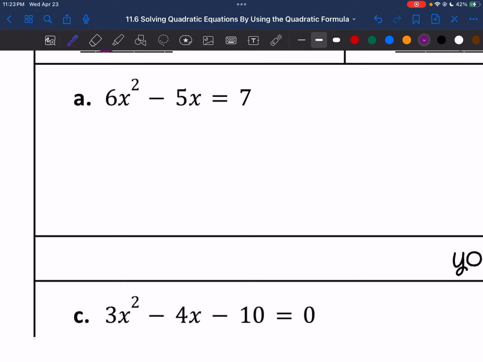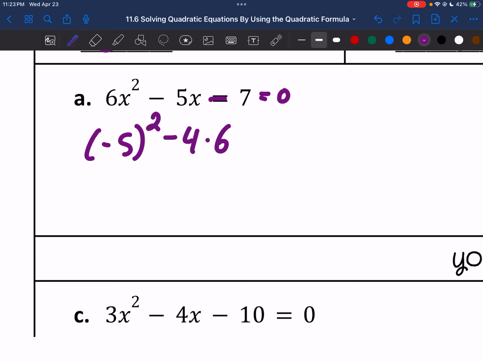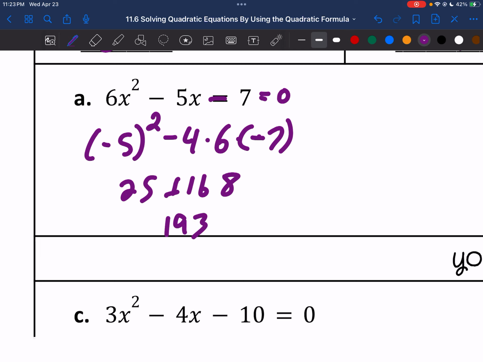So let's look at letter A. We're going to rewrite that. That's going to be minus 7 equals 0, right? Once we subtract 7 from both sides. I'm not going to show that. That's first semester work for you. So b squared, negative 5 squared, minus 4 times 6 times negative 7. We've got 25 plus 168, which is 193. We have two solutions.